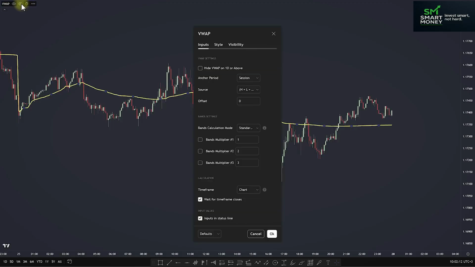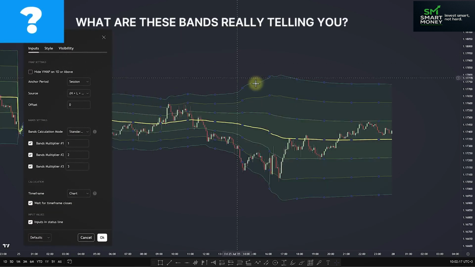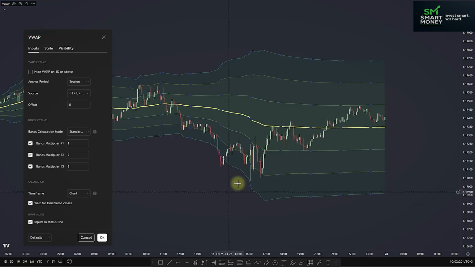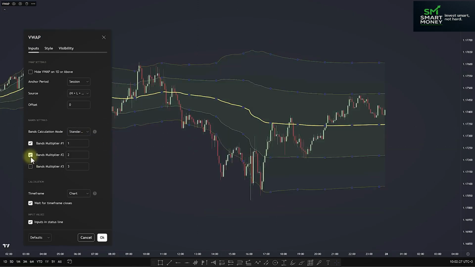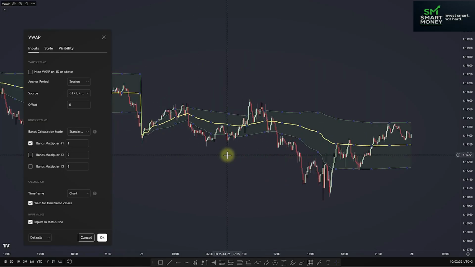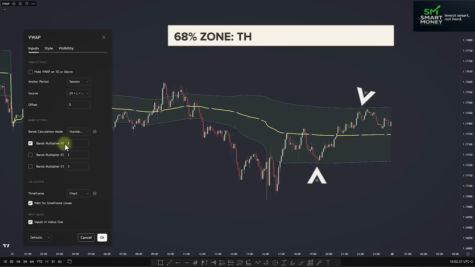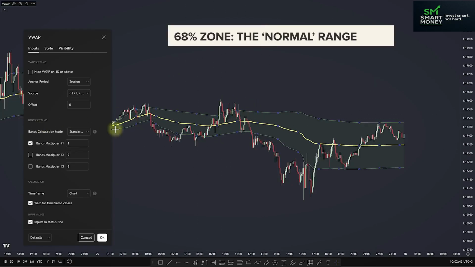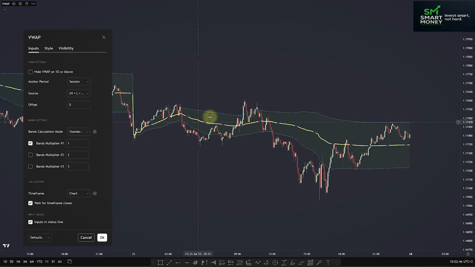Look at this chart. See these bands around VWAP? Most traders have no idea what they're actually looking at. These are standard deviation bands, and they're showing you mathematical probability in real time, the statistical boundaries of normal price action. When price hits these bands, specific probability plays emerge. The +1 and -1 bands contain about 68% of price action. This is the normal trading range. When price is between these bands, nothing special is happening.